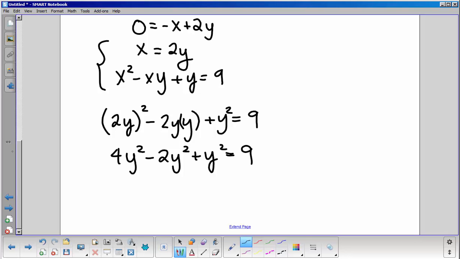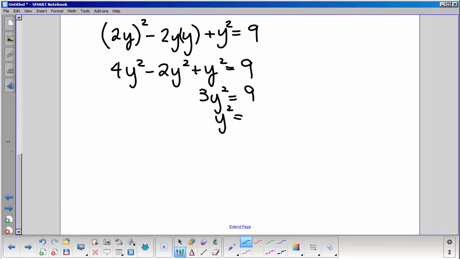Oh, the whole thing's good. Okay, so then I have 4 minus 2, 3y squared equals 9. Y squared equals 3. Y equals plus or minus root 3.